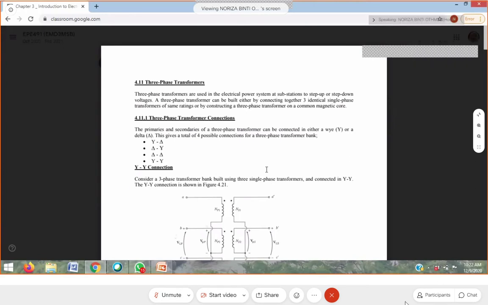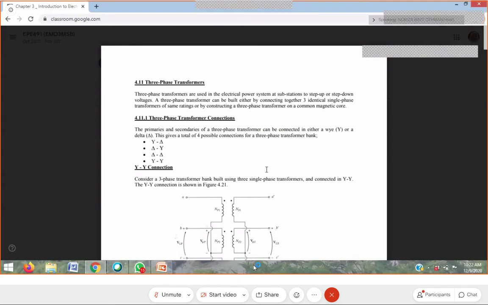A three-phase transformer can be built either by connecting together three identical single-phase of same rating or by constructing a three-phase transformer on a common magnetic core. So, itu three-phase lah. Sama ada you combine three single-phase ataupun use the common magnetic. Maksudnya common means that one magnet, but it is a three-phase.